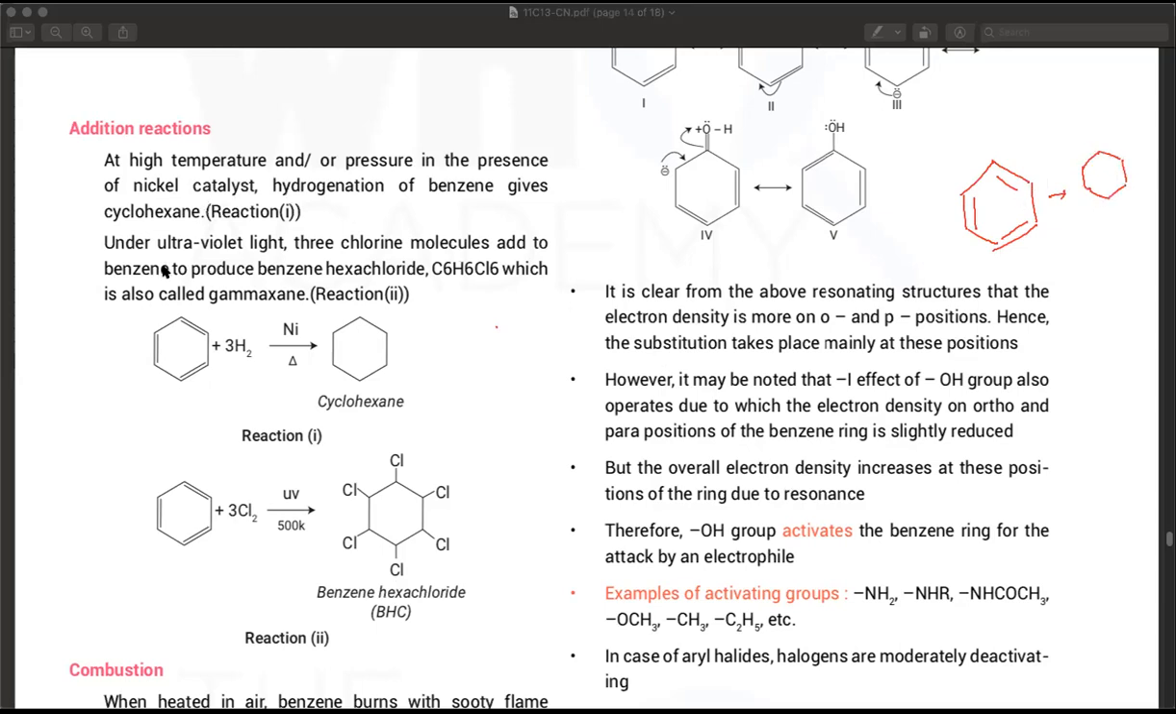And then apart from hydrogenation, you've got halogenation. Now, this also is possible only because it's undergoing a free radical mechanism. So under ultraviolet light, chlorine molecules get added to benzene to produce benzene hexachloride. So this particular compound is also called gammexane.